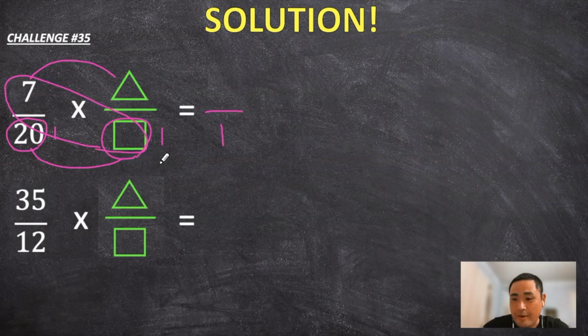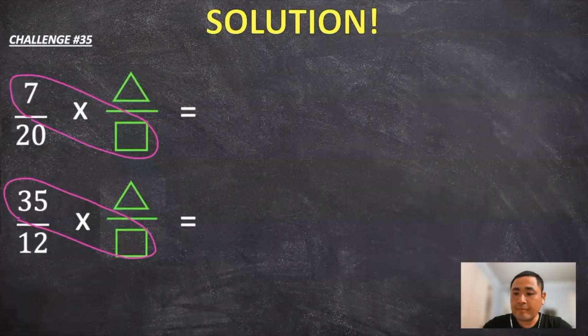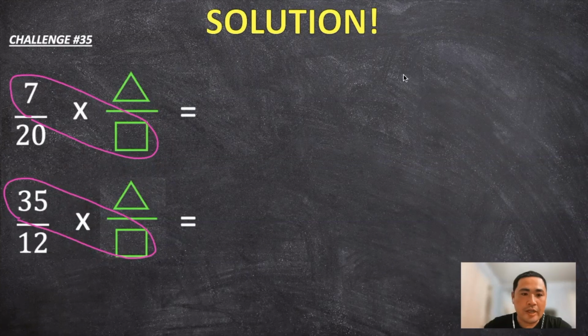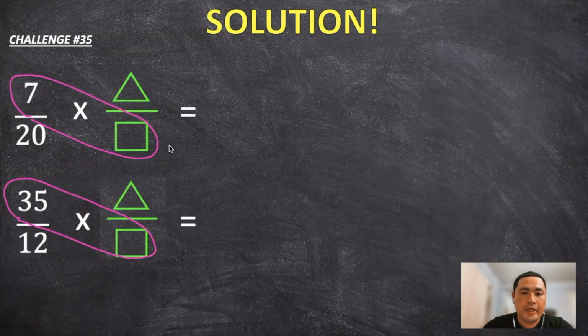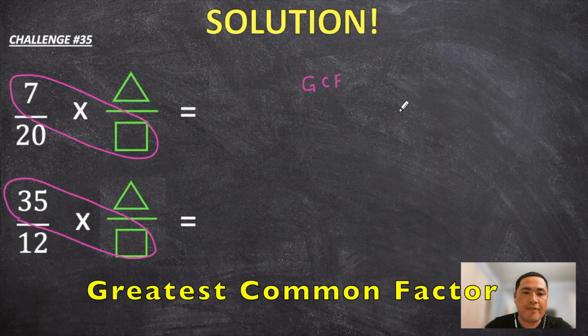Now let's go a little bit further. Let's focus our attention on the pink diagonals that I have circled. In order for the square to become a 1, we need to utilize the cross-canceling method. So in order for 7 and 35 to be canceled, we can think of using the GCF, or the greatest common factor, to help us out.